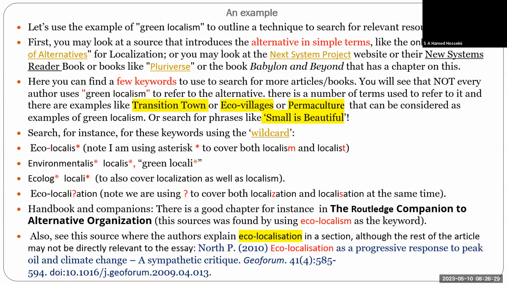Because one of the books that I shared online on Blackboard back then was Babylon and Beyond, which you also have access to, a very interesting book. It has a few chapters. Have you seen that book? Yeah, that has a very interesting chapter on that. And actually that chapter made some people interested. The title of the chapter is Green Localism, which has been around for quite a while.